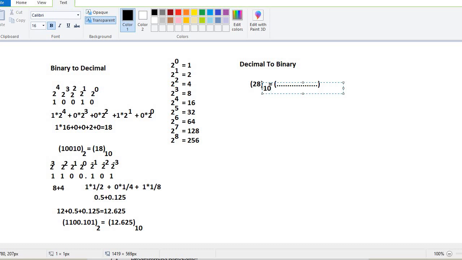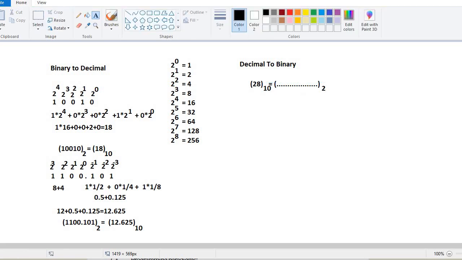This is the decimal number and I want to convert it into a binary number. So how to do that? Okay. Let's take 28. Then what I will do? I will divide it by 2.